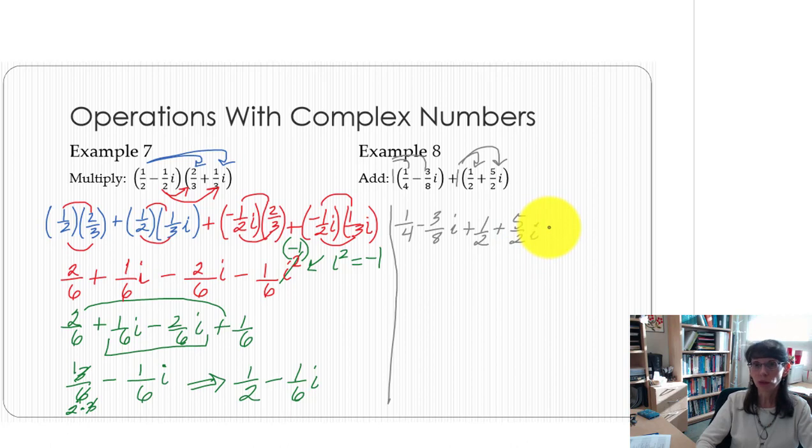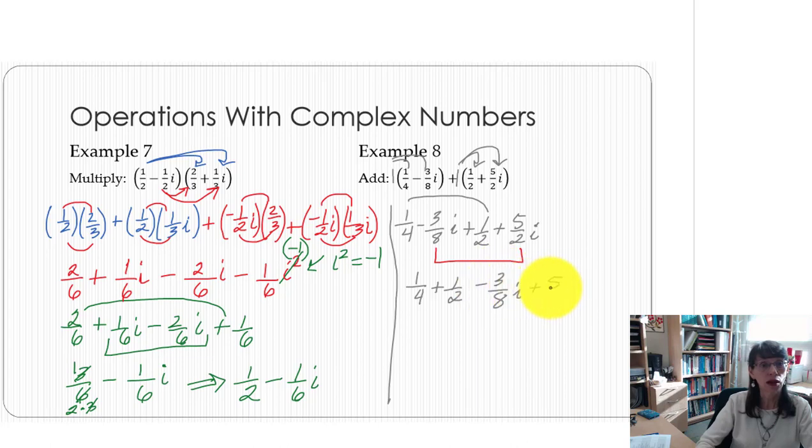Now, in order to continue with the problem, we need to identify which terms are the like terms. So 1/4 and 1/2 are both constant terms, so those are like terms. And then -3/8i and +5/2i are like terms. So we'll start with our constant terms. I'm just going to rewrite these in order: 1/4 plus 1/2, and then minus 3/8i plus 5/2i.